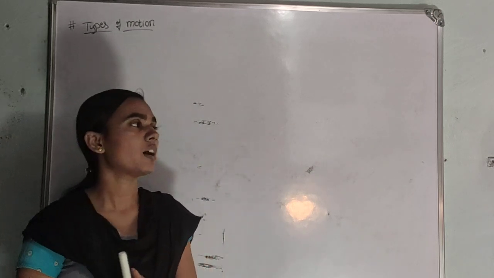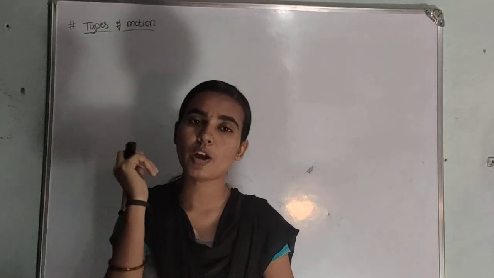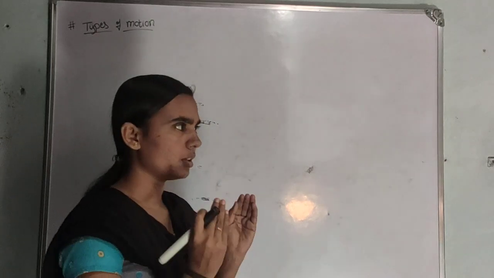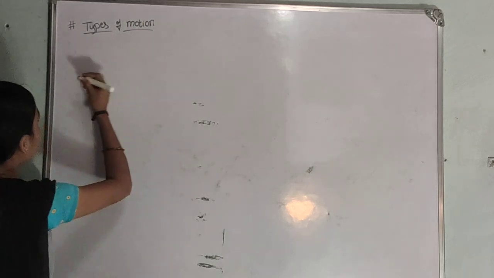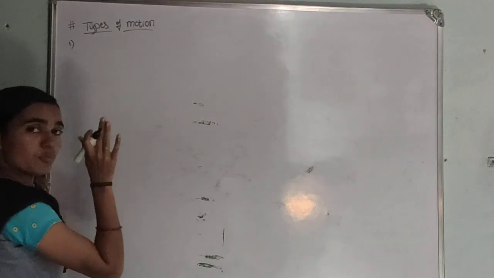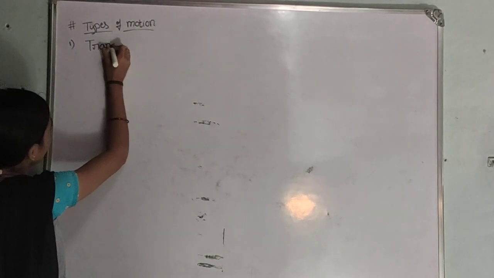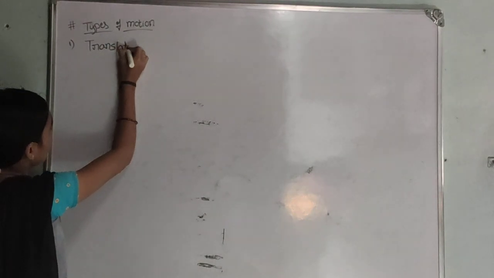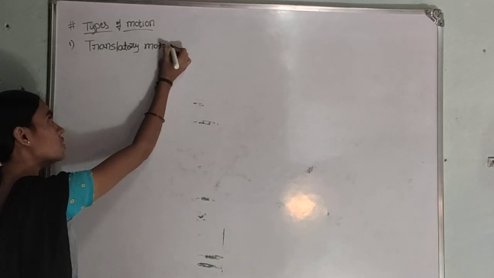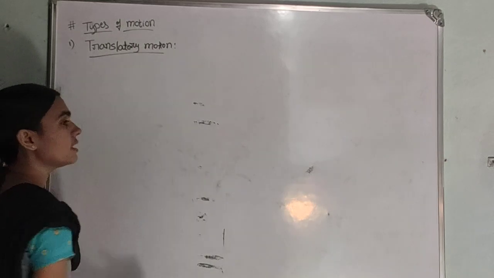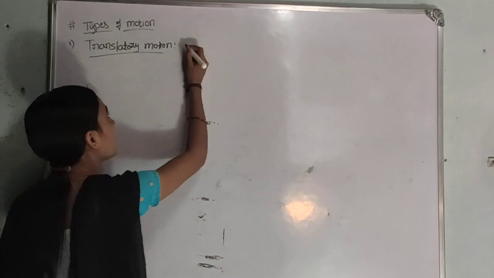In this class we are going to discuss different types of motion with examples, and also particular cases of uniform circular motion. So first, types of motion. The first motion we call translatory motion. Translatory motion is nothing but an object which moves along a straight line.